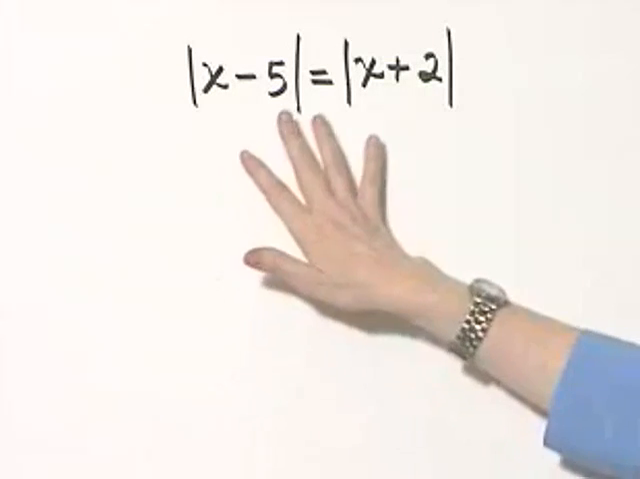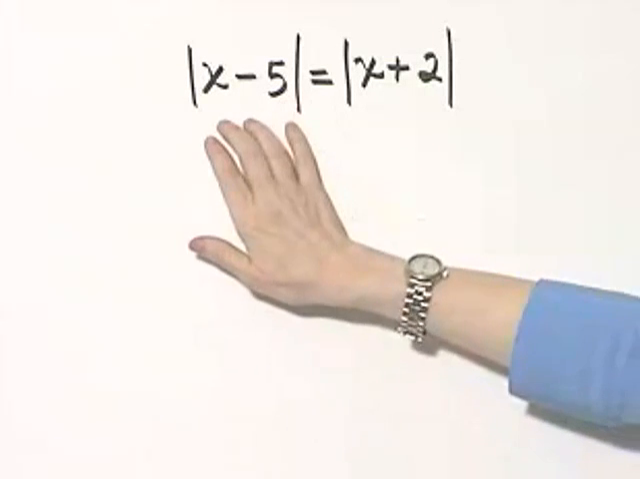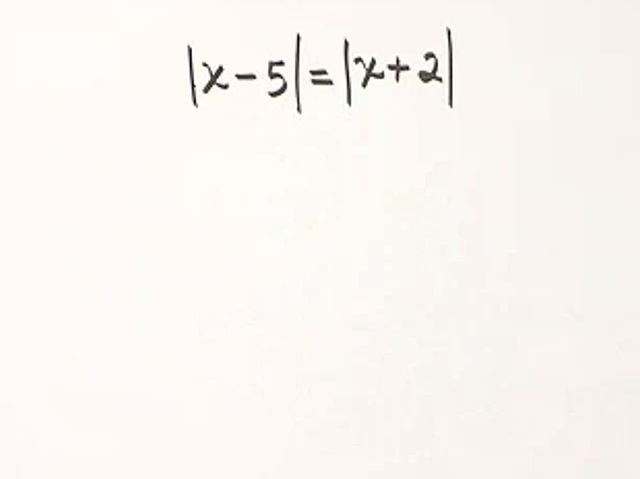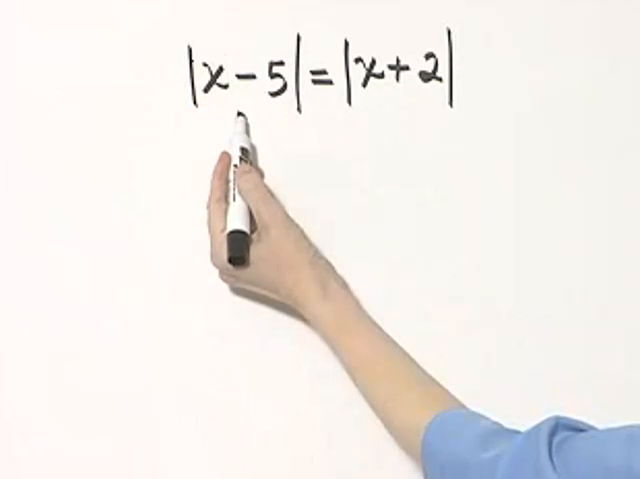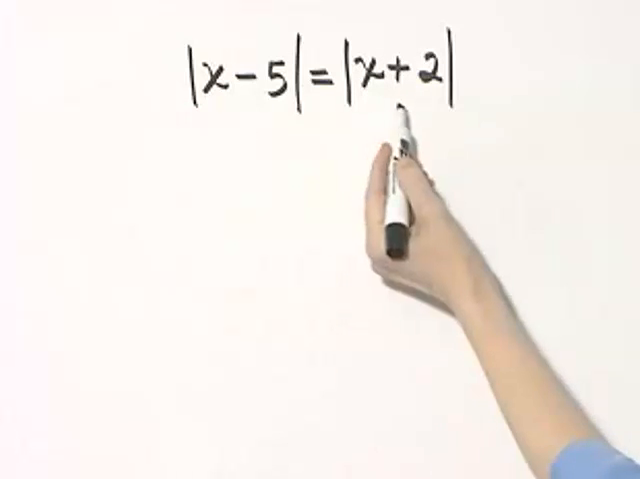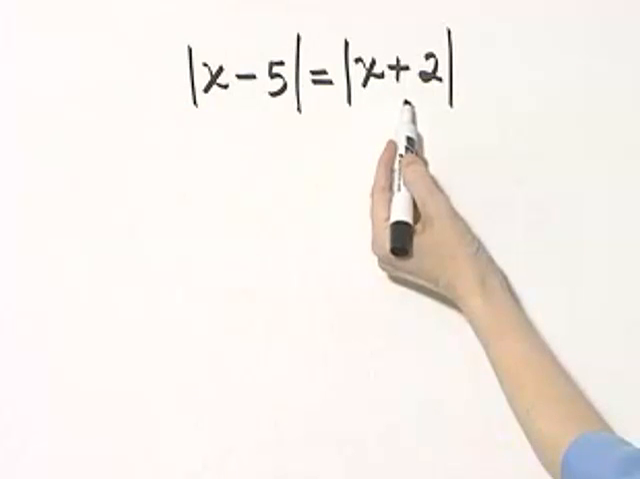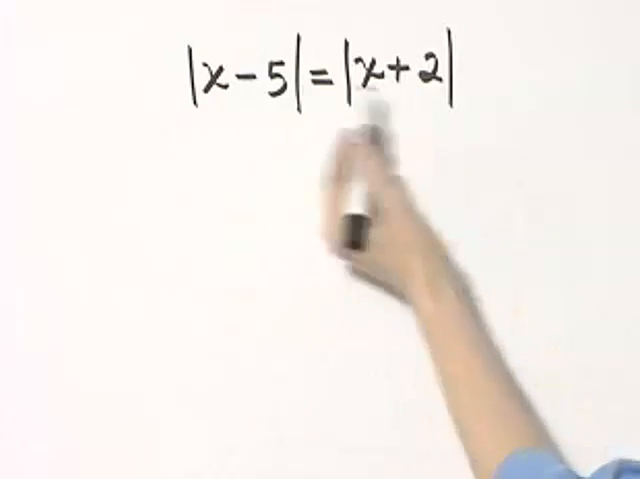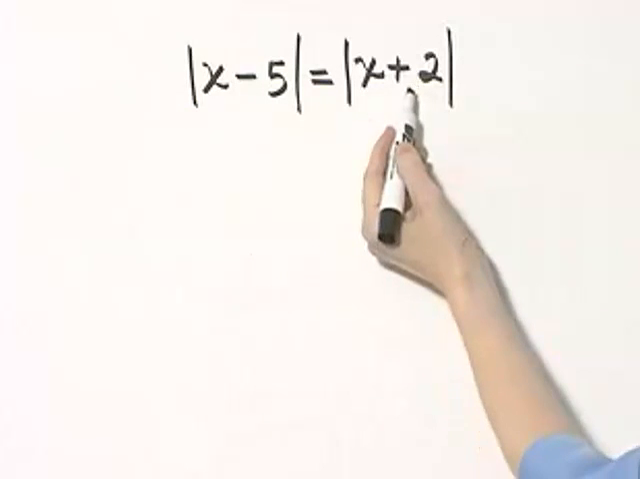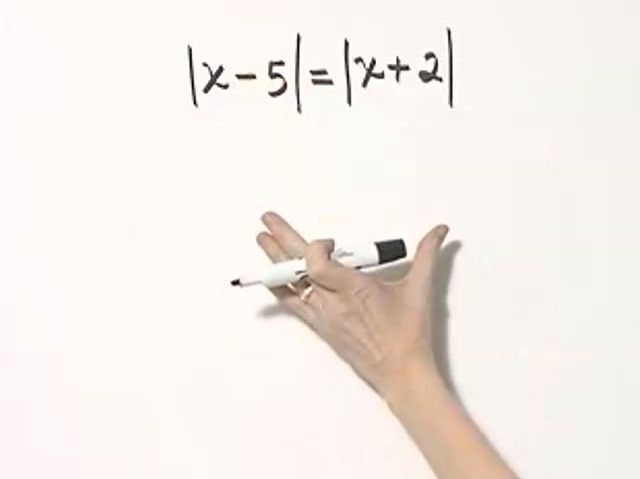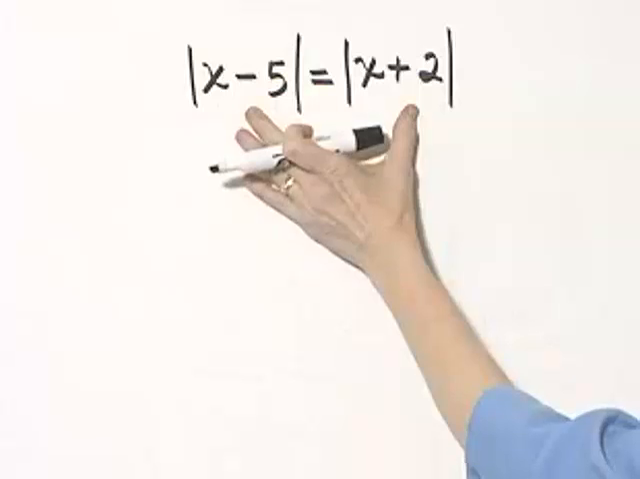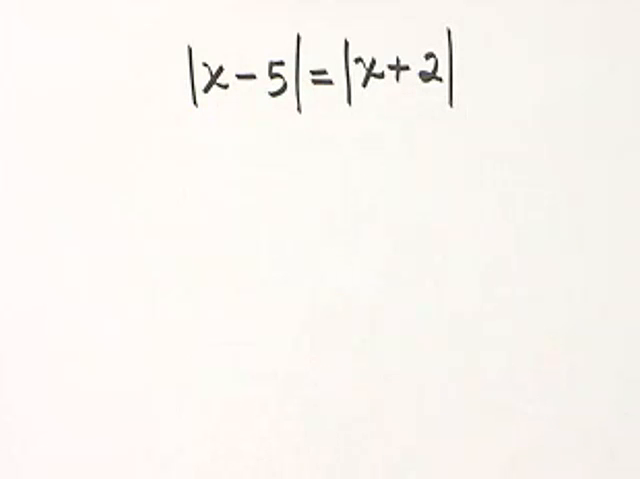Notice we have an absolute value equation. We've got an absolute value equal to an absolute value. Now the only way this is going to happen is if x minus 5 inside the absolute value bars on the left side is equal to x plus 2, that's inside the absolute values on the right side, or if those two expressions are opposites of each other. Because if they're equal, of course their absolute values are equal. If they are opposites of each other, their absolute values will still be equal. So that's how we solve this.